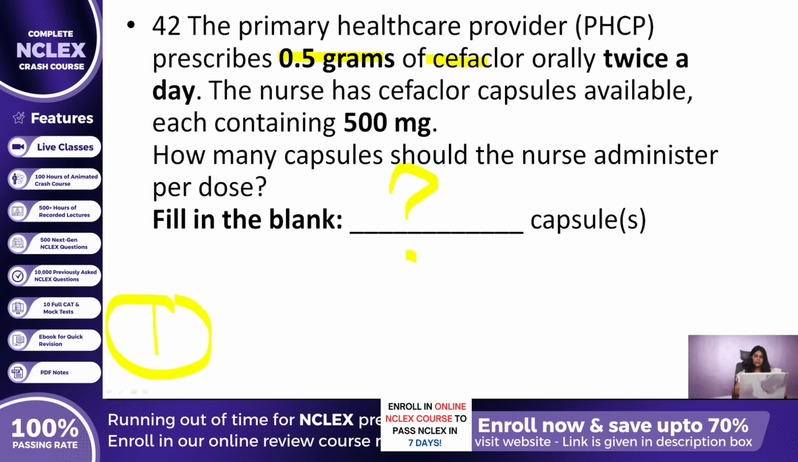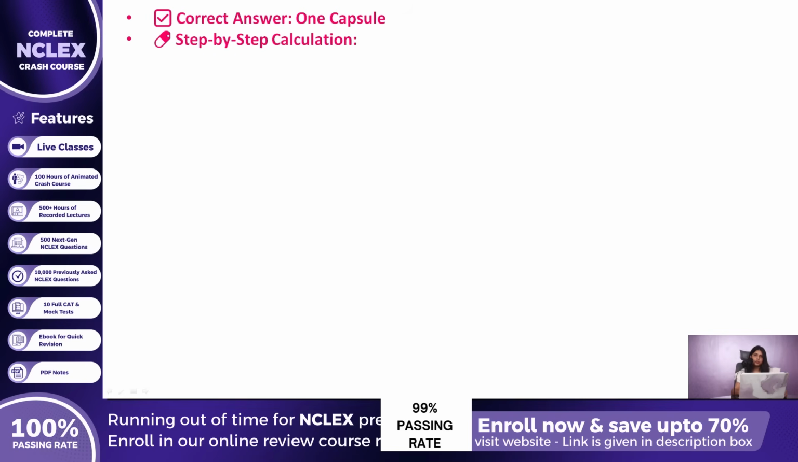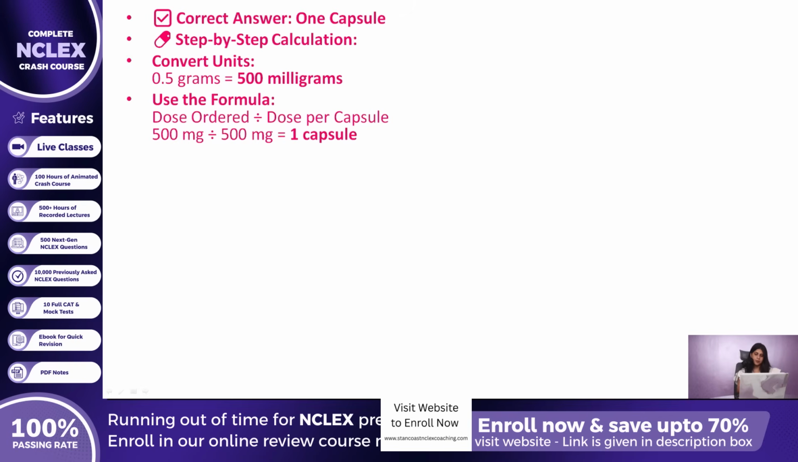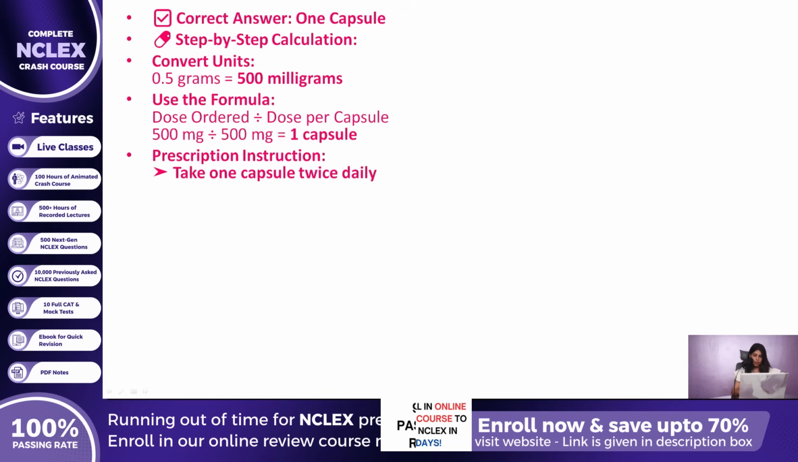Here's why. First, we need to convert grams to milligrams. 0.5 grams is the same as 500 milligrams. Next, we use a simple formula. The number of capsules equals the dose ordered divided by the dose available per capsule. That's 500 milligrams ordered, divided by 500 milligrams per capsule, which equals 1 capsule. Therefore, the nurse should administer 1 capsule per dose, taken twice a day, just as prescribed.